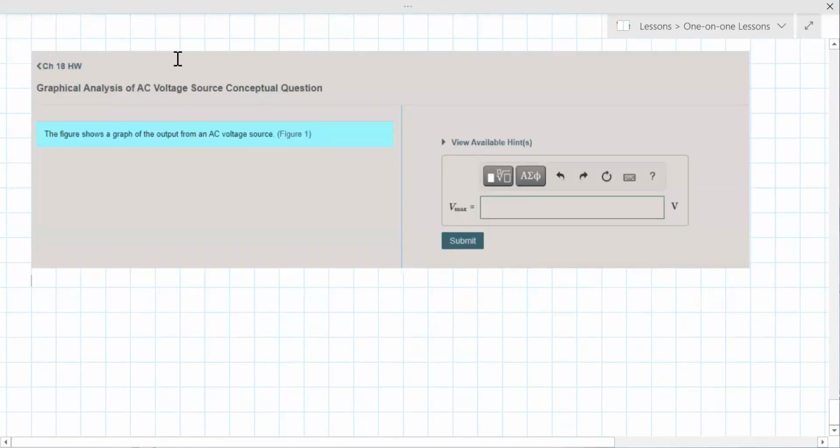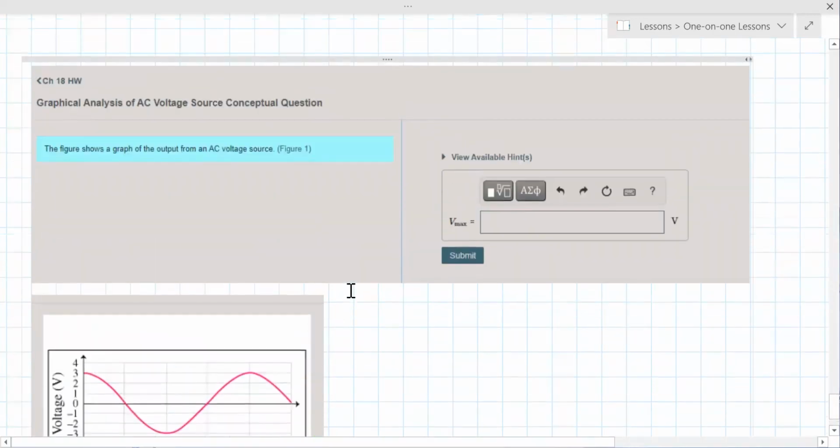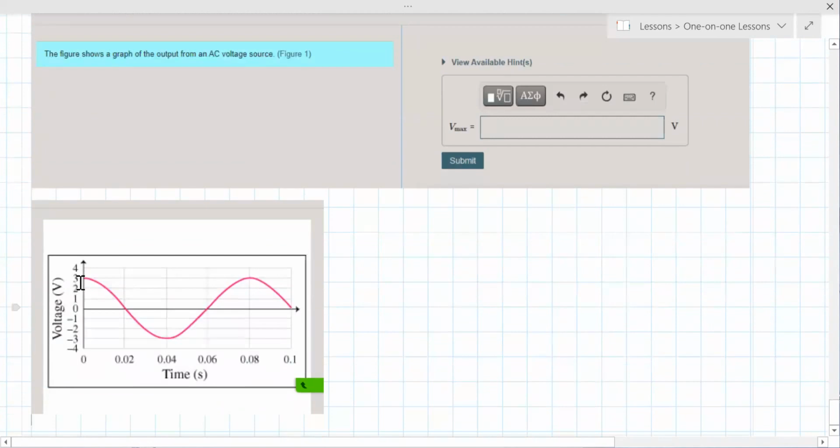All right. The figure shows a graph of the output from an AC voltage source. Let's look at that. There it is. Okay. Let me grab that graph. All right. So there's the graph. Okay. Now let me look for some hints on how to find the max voltage. It's probably just 3, so you might just try 3 because that's just reading it off the graph. Sounds good.